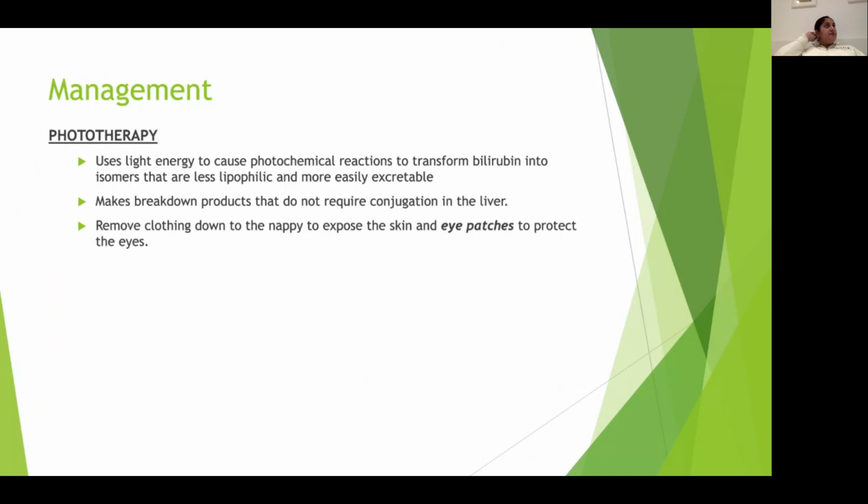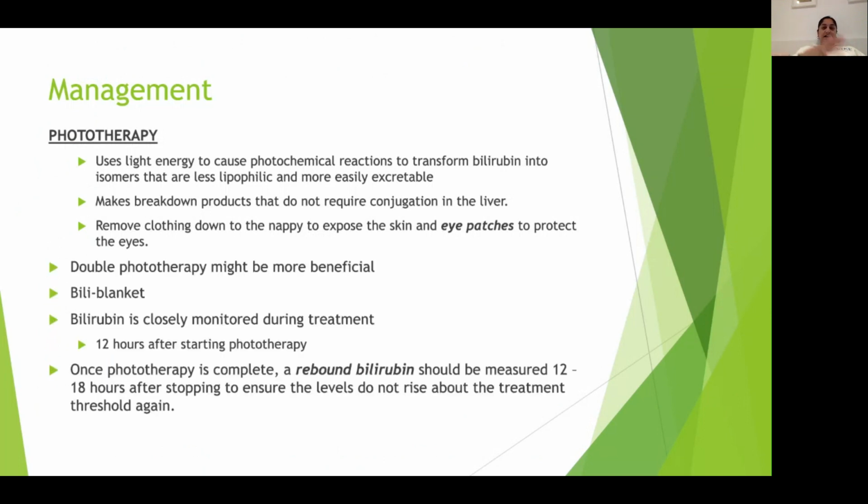So in terms of management, as we saw in the previous slide, there's phototherapy, which you can use to treat jaundice levels. What phototherapy does is it basically uses light energy to cause a reaction that causes the bilirubin to become less lipophilic and more easily excretable. Because there's so much bilirubin that the babies can't break down, the phototherapy light energy allows this to occur. So it creates these breakdown products that don't need to be conjugated in the liver, because the liver, as it's so immature, can't handle the amount of bilirubin that needs conjugating.